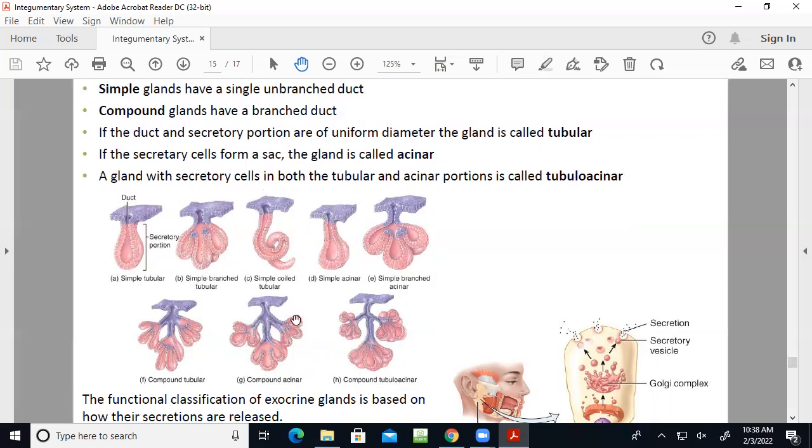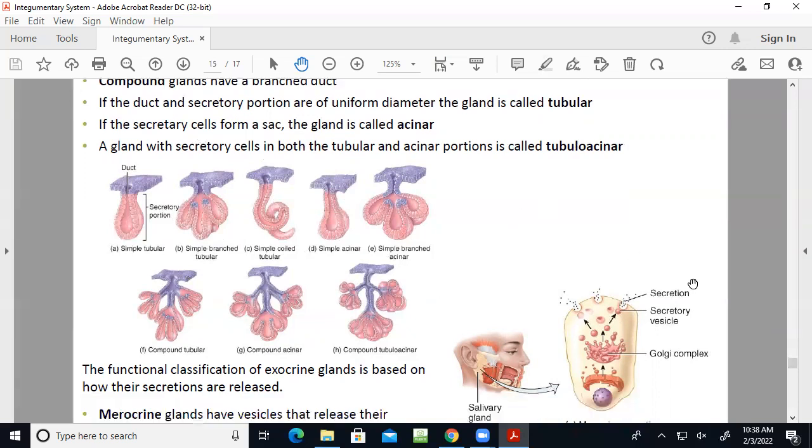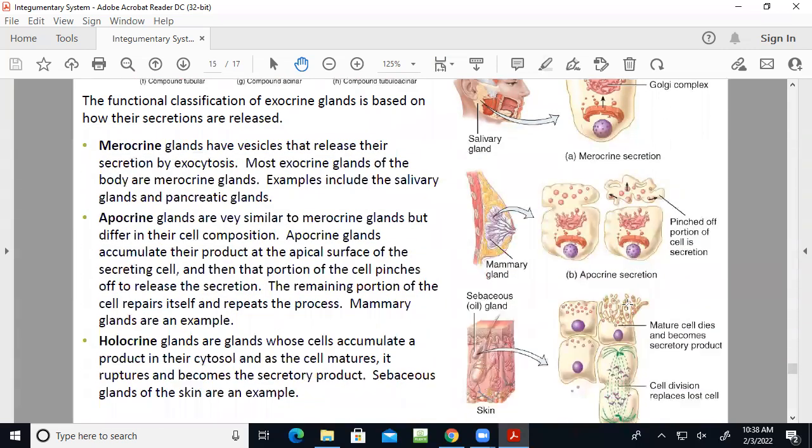As far as these 8 pictures, I don't care about you knowing them. I just wanted to introduce it. It's in your textbook. We don't really refer to glands that way most of the time. The main way that we describe glands is based on their functional classification, which relates to how their secretion is released. And these 3 images I actually do want you to know.